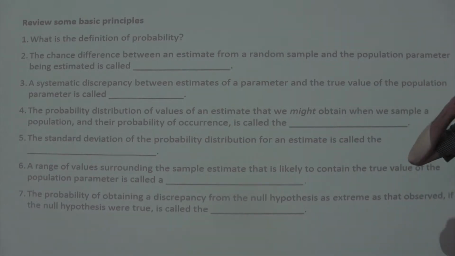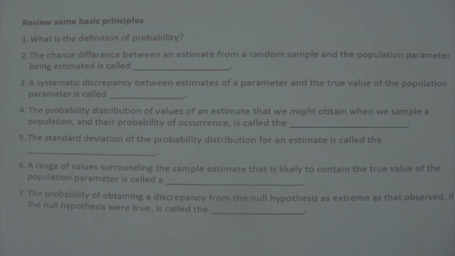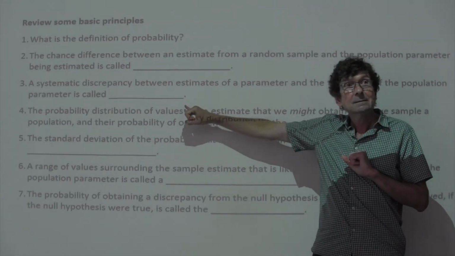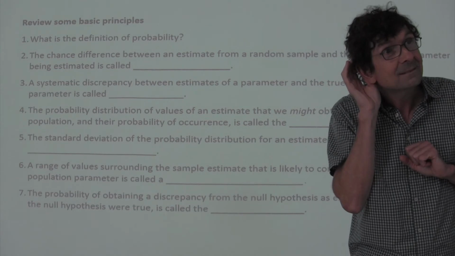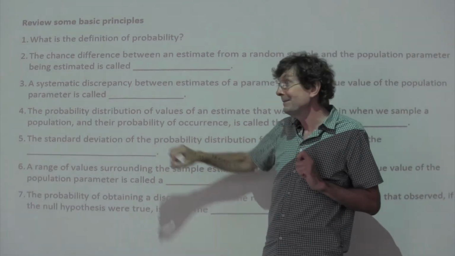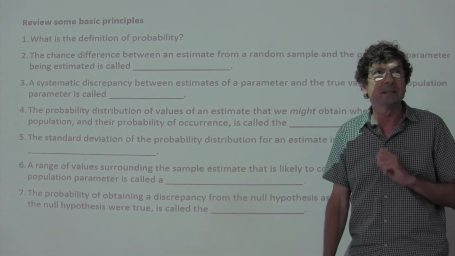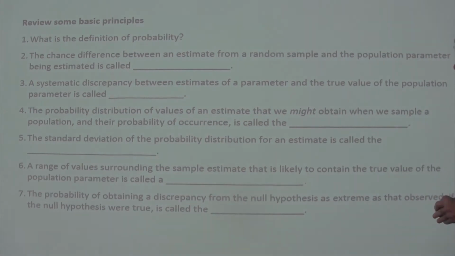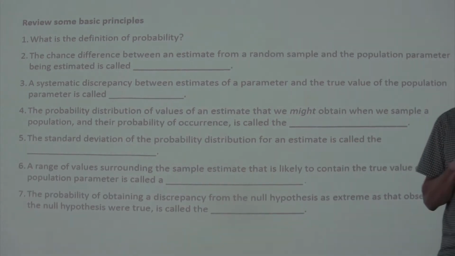The variance? What's that? Is it the variance? It's not the variance, but the idea is there. A systematic discrepancy between estimates of a parameter and the true value of the population parameter is called? Standard difference. Not exactly. A systematic discrepancy. Bias? Bias. That's exactly right.